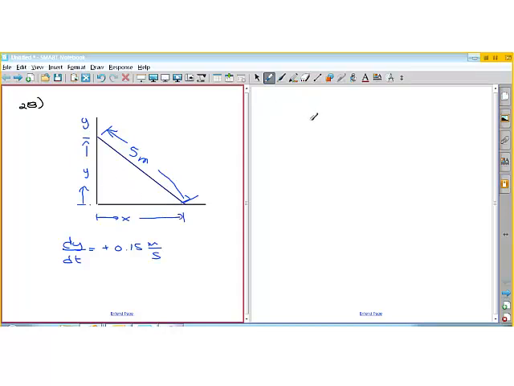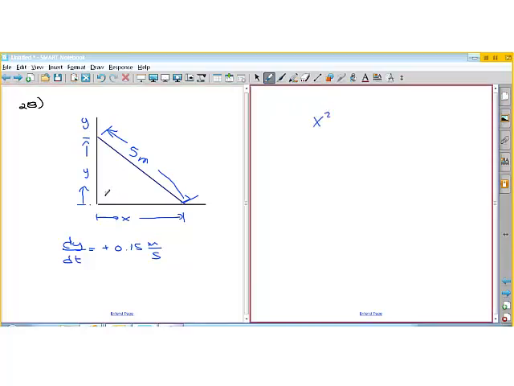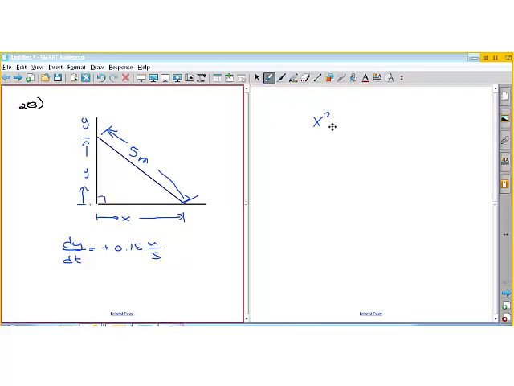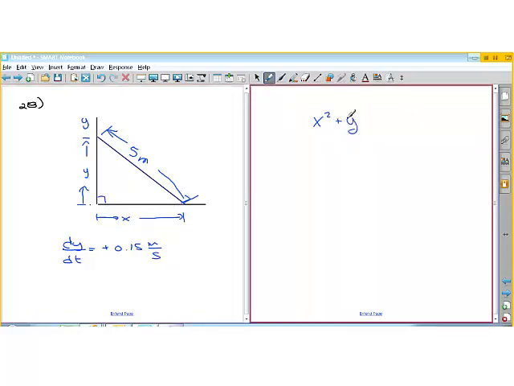A lot of these geometry cases use the Pythagorean theorem. If you have a right triangle, which we do, then the length of one side squared plus the length of the other side squared is equal to a constant, in this case 5 squared, because the hypotenuse is always going to be 5 because it's a plank. It's not going to get shorter or longer. So that's the equation that governs x and y.